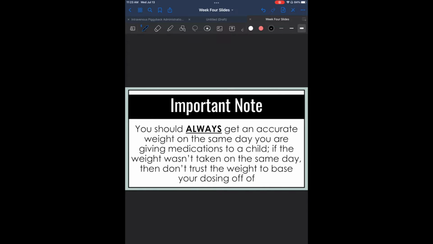Well, what if the urgent care scales were wrong? What if mom misheard it? So make sure that you are always getting a weight that day in your facility before you're giving the medication. If not, you could be using an inaccurate weight, which then could cause problems for that child.